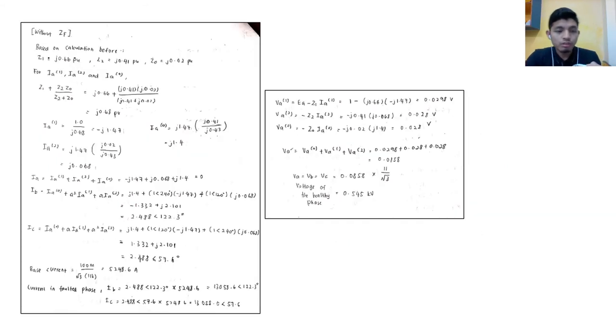For the same scenario but without the fault impedance, we just change the formula for IA, I1, I2 and I0, where we do not need to include ZF in the formula. With the same procedure, after we find these 3 components, we can find the fault current for each phase, and then find the actual fault current by multiplying with the base current. Same for the voltage, we use the same procedure but with the different value of IA that we put here, and we can find the voltage of the healthy phases.